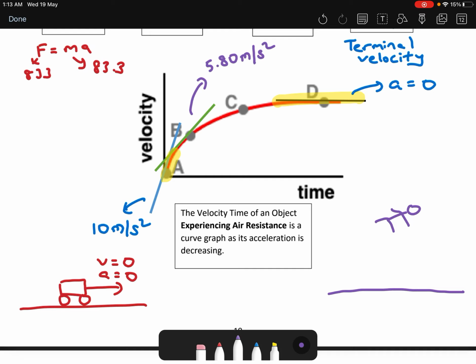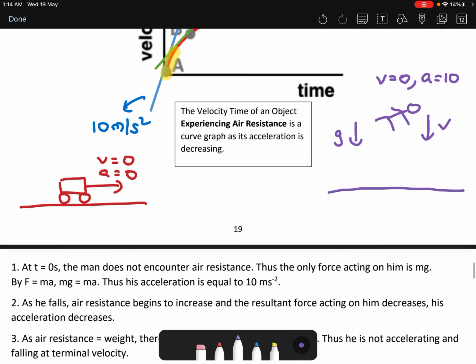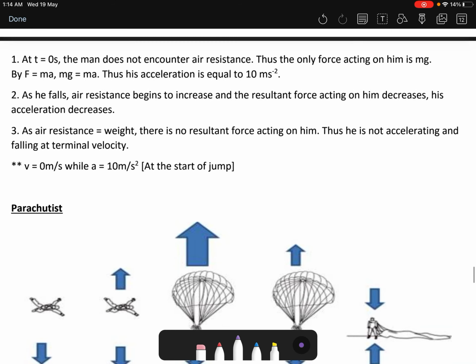In this scenario, there's a gravitational force acting on the object, and this gravitational force is in the same direction as your motion. So that's why the scenario is a bit different already. So at the start of the journey, v is equal to 0, but a is equal to 10. So this is up and down. When we are dealing with up and down, the physics is a bit counterintuitive already. Okay, so let's move on. So this is basically the explanation.